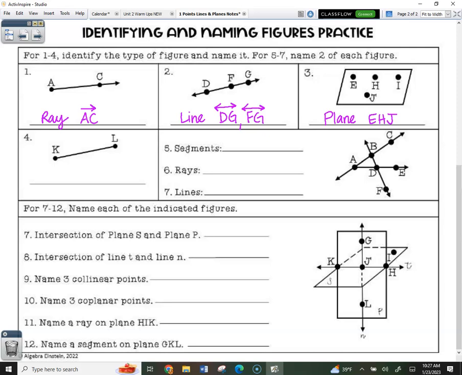Number 4 is what shape? Number 4 is a segment. There's only 2 ways to name it. What are they? KL or LK.